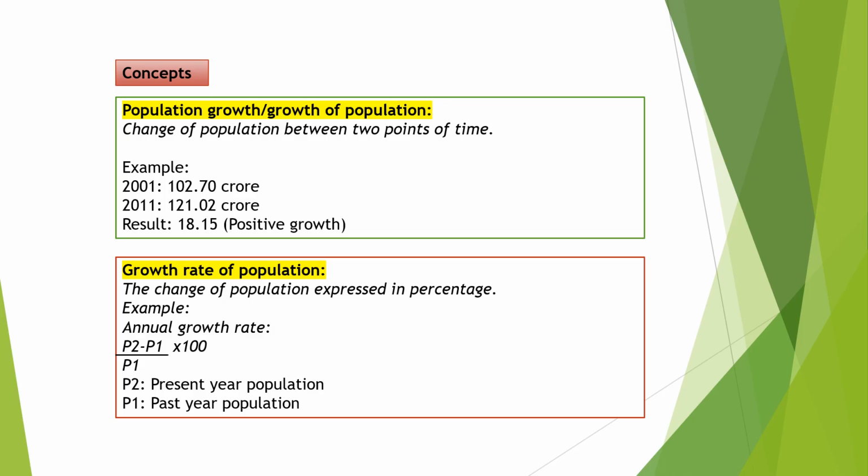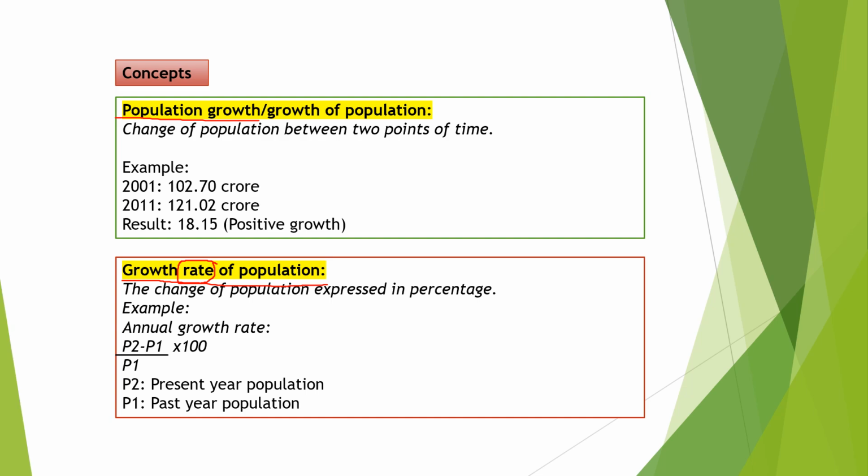Next, growth rate of population. See, what is the difference between the first one and the second one? In the first one it is written just population growth, and in the second part it is written growth rate of population. So the term rate is very important. Whenever you are going to learn the important concepts related to the population chapter, the term rate is very important. What does it mean? The change of population expressed in percentage. So rate always means percentage.